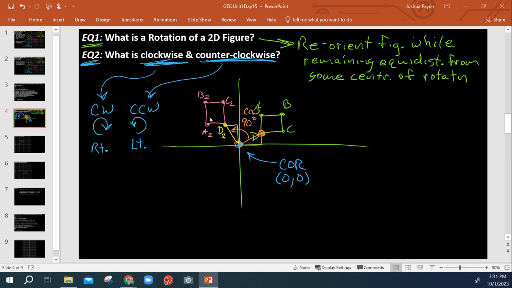Okay, and the obvious way, right, to think about it is, well, a clock starts from 12, goes 1, 2, 3, 4, so on, right? A clock basically goes to the right, it goes clockwise. That's why it's called clockwise. Okay, whereas counterclockwise goes counter to that.